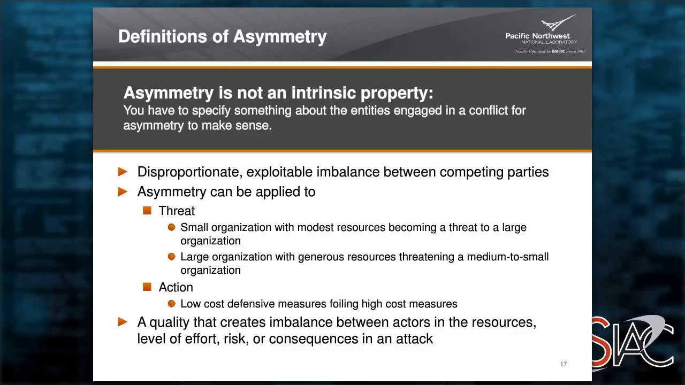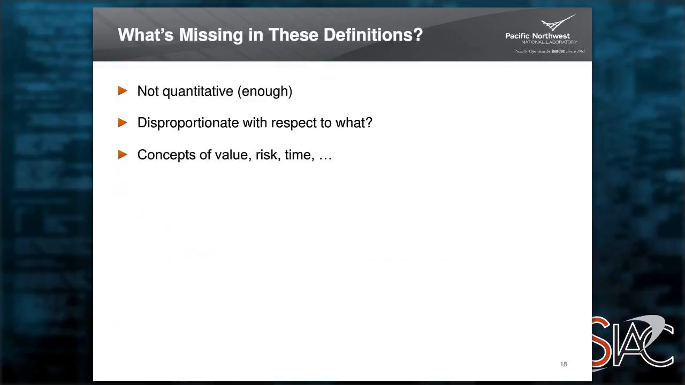So, the kind of definition we have is: disproportionate exploitable imbalance between competing parties. That could refer to threat. You could just have a large organization or small organizations threatening ones that are large or small, but it could also be action. It could be I do something simple that gets in the way of your very high cost attack or drives up the cost of your attack. But the point is, in the end, it's this notion of exploiting that imbalance in any one of many different aspects.